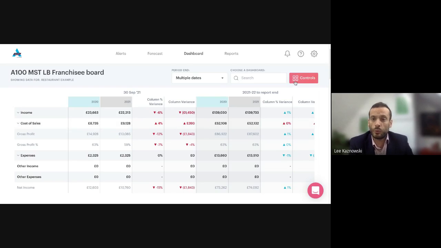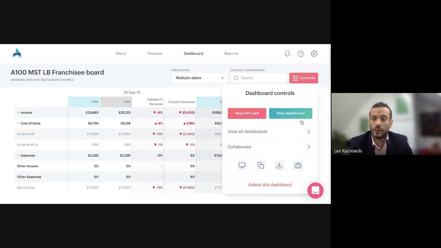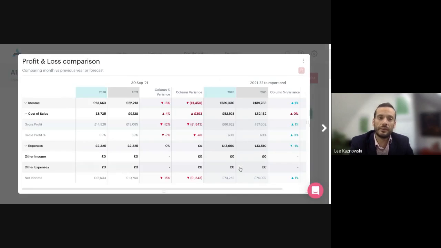If you want to share or present an entire board, you just jump into controls and click present, and that's what I'll do in this case. So your management information is made up of one board, and on that board we have a number of cards which represent the financial data that you need in order to assess your business. The first one is your profit and loss account.